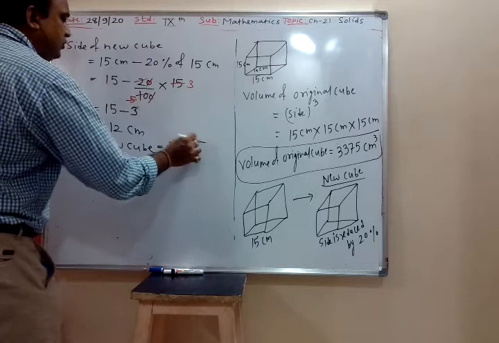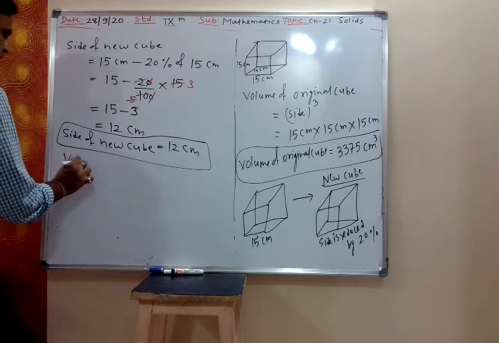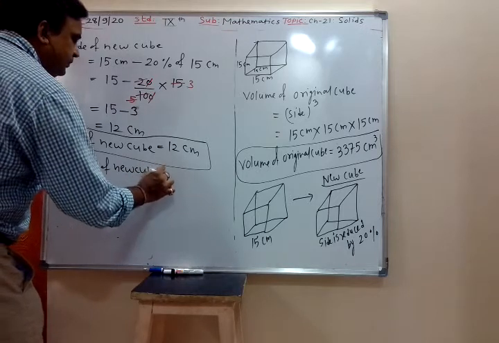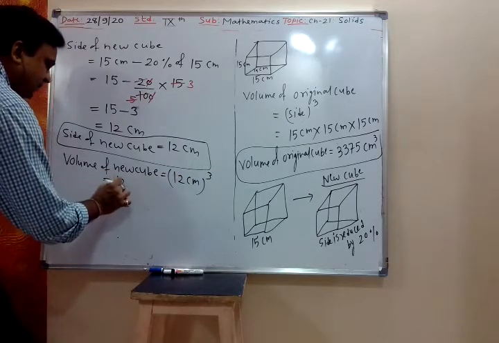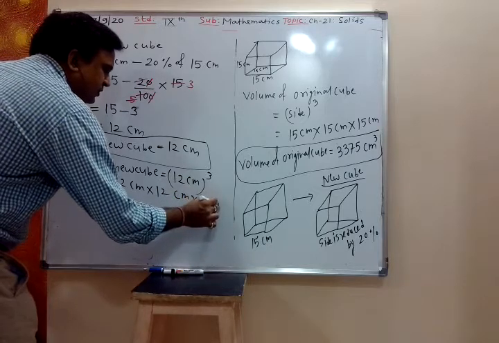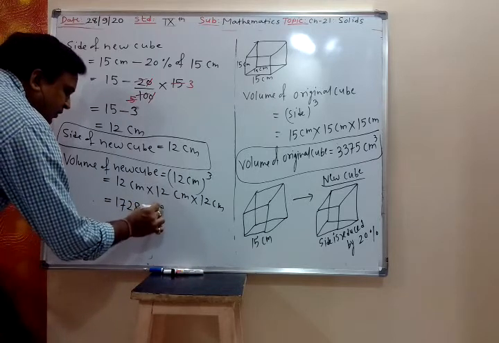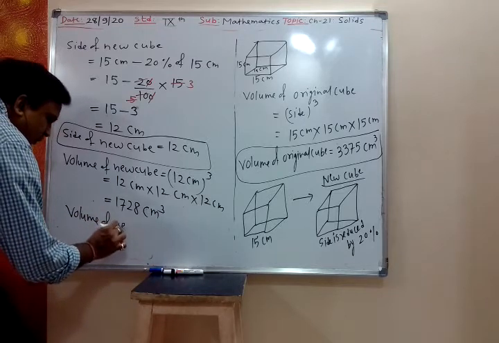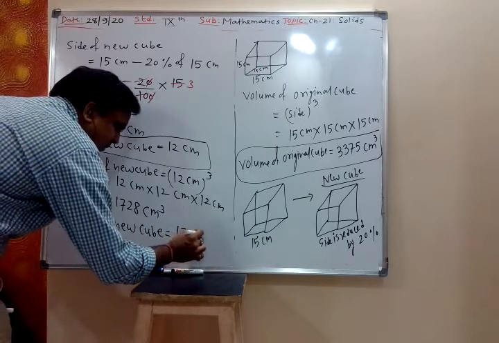Now we find volume of the new cube. Volume of new cube will be side cube, will be 12 centimeter cube. That will be 12 centimeter into 12 centimeter into 12 centimeter, 1728 centimeter cube. This is volume of new cube.